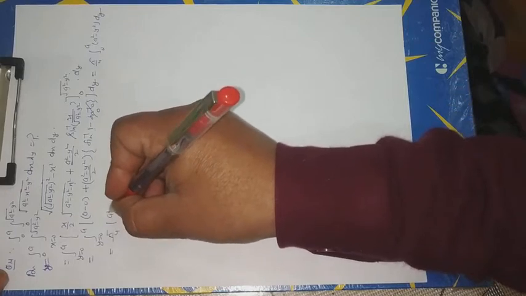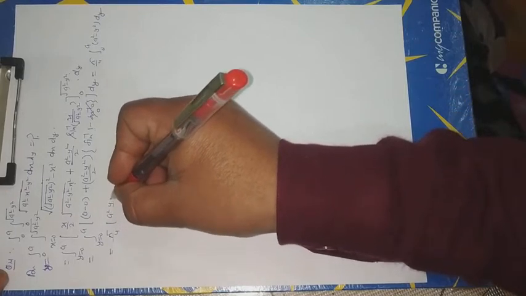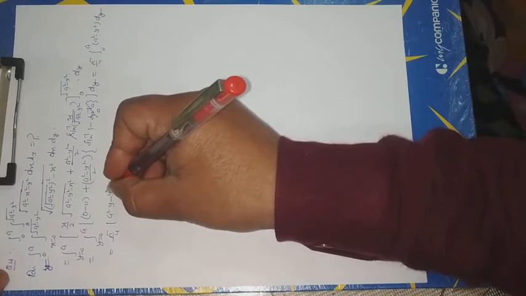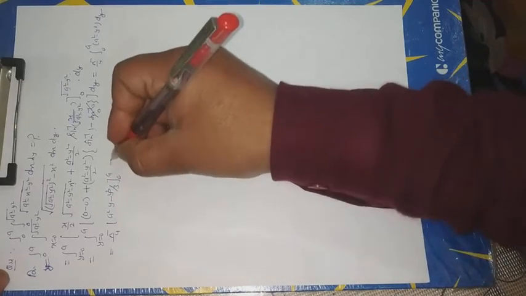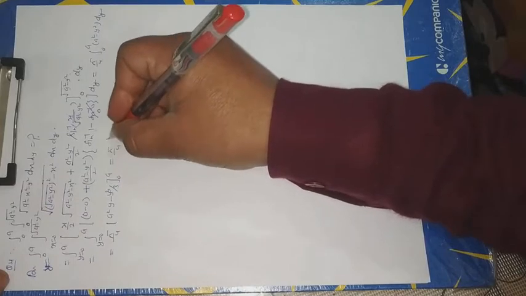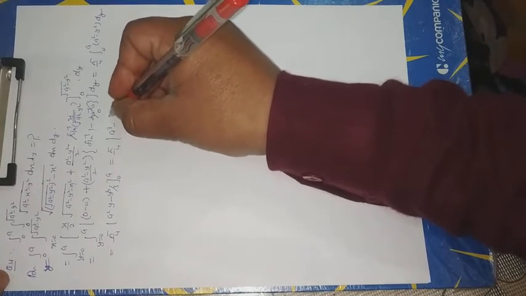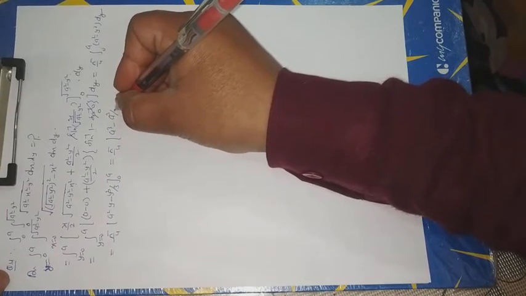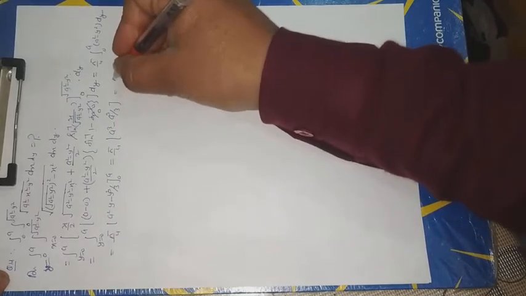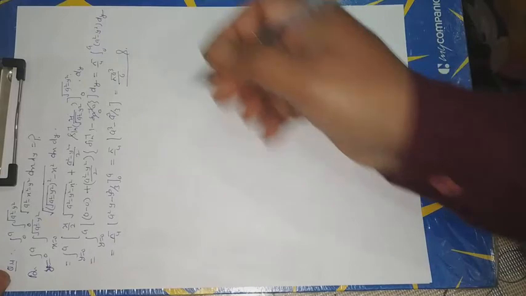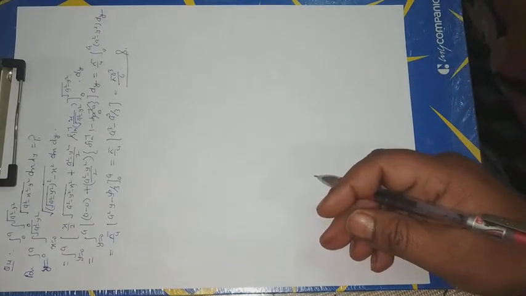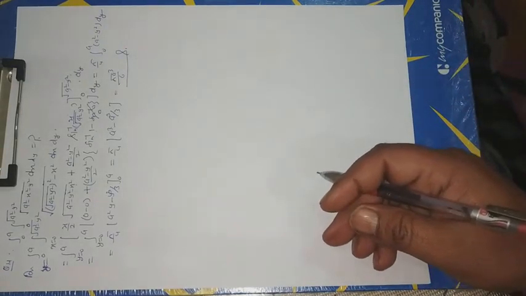Now integration of this, pi by 4 into a square y minus y cube upon 3, limit 0 to a. Now pi by 4 into a to the power 3 minus a to the power 3 upon 3, this is equal to pi a to the power 3 upon 6. This is the value of the integral.